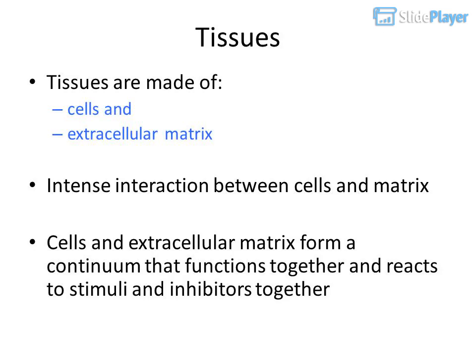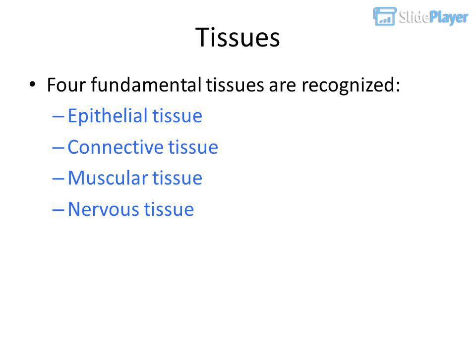Tissues are made of cells and extracellular matrix. There is intense interaction between cells and matrix. Cells and extracellular matrix form a continuum that functions together and reacts to stimuli and inhibitors together. Four fundamental tissues are recognized: epithelial tissue, connective tissue, muscular tissue, and nervous tissue.